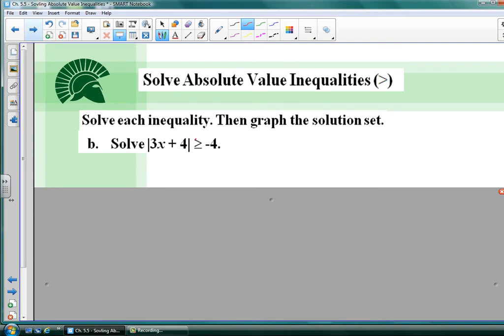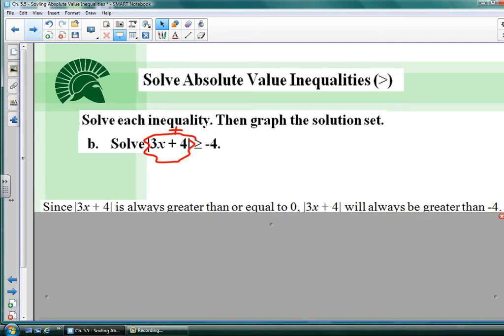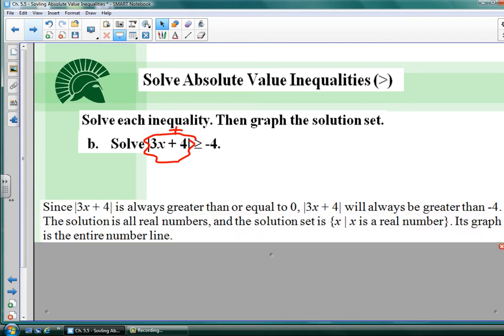Why? Because if this always has to be positive, there's never a time when a positive number can be less than a negative number. Therefore, all of the time when you look at something, a positive number will always be greater than or equal to a negative number. Always. So therefore, instead of no solution, which could never be true, we have all real numbers, which is always true. And so, when you write your set builder notation, you write it like this. You write it with all real numbers.